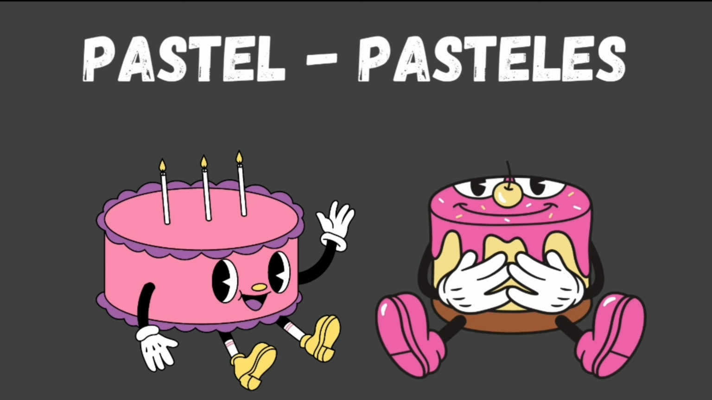Now we have this noun, cake, okay? The meaning of cake in Spanish is pastel. Okay, this is a singular form, pastel, and the plural form of pastel, it's pasteles. Okay, that means cakes. Pasteles.